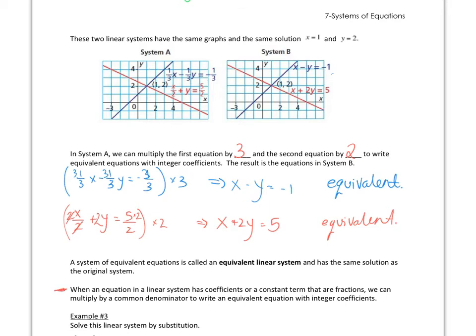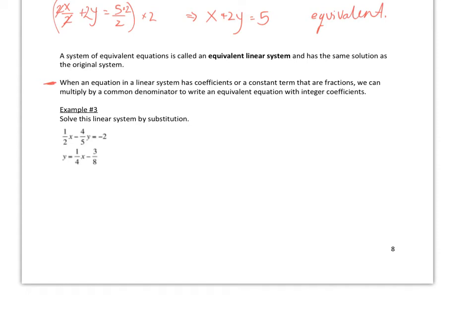So when an equation in a linear system has coefficients or a constant term that are fractions, we can actually multiply by a common denominator to write an equivalent equation with integers. And this can be helpful just to reduce the number of adding, subtracting, multiplying, and dividing of fractions that we end up doing. So example 3 has some crazy fractions here. What I'm going to do is multiply our first equation to get rid of both denominators. To do that, I would need to multiply by 2 and 5. So it's the same as multiplying by 10. So if I multiply by 10, I get 10 over 2, which is 5x, minus 10 times 4 is 40, divided by 5 is 8y, which equals negative 20.